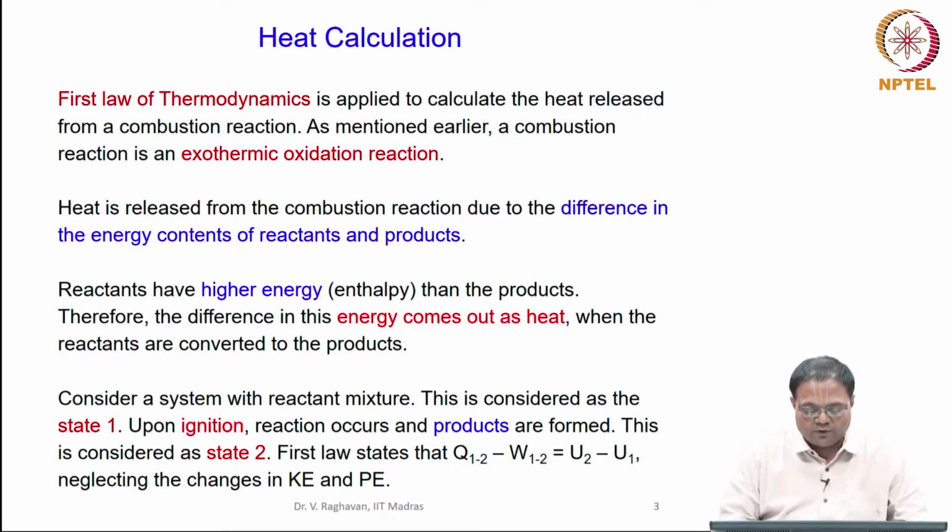So heat is released from the combustion reaction due to differences in the energy levels of the reactants and the products. You can say energy or enthalpy in the reactants and products. Heat is released because the reactants are at higher energy level than the products. So the difference in the energy comes out as heat. We have already seen this.